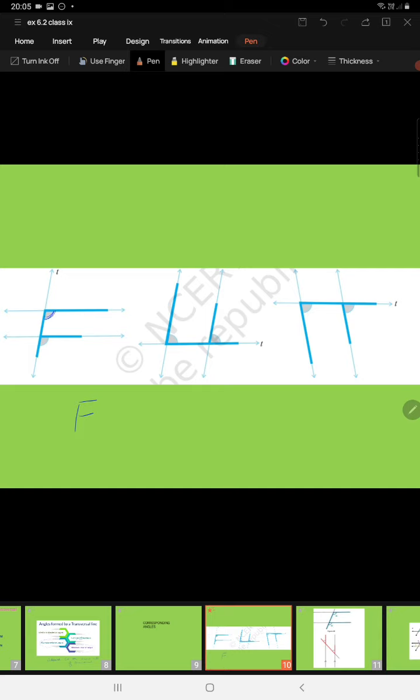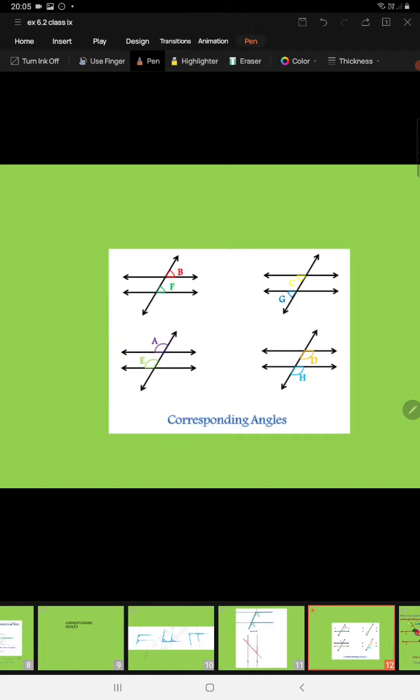The position of these two angles, when you rotate this figure, is in this way: this is F and this is F. These two angles give the idea of corresponding angles.